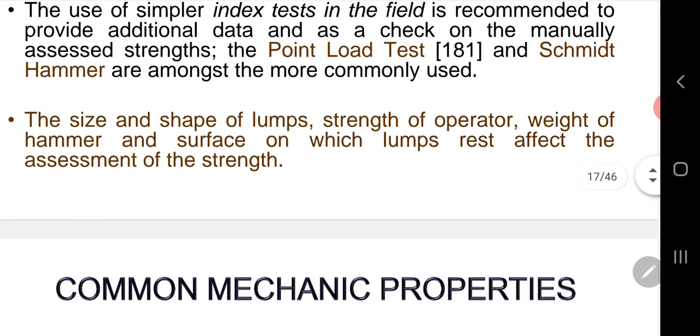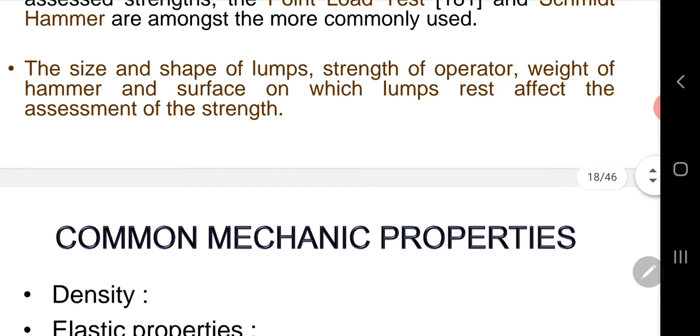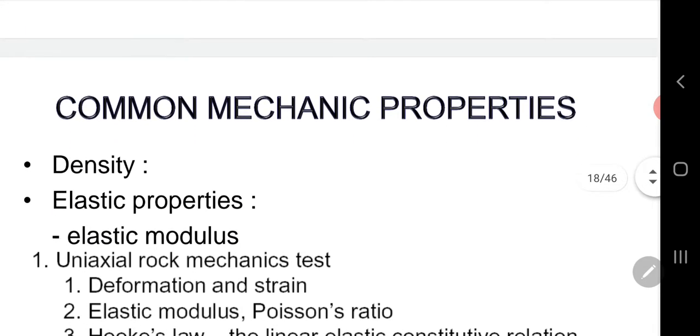Okay, these are also the factors affecting the test. The size and shape of lumps definitely will affect the value. Strength of operator, meaning who conducts the test, whether he is strong or not, also will affect the value of strength. Weight of hammer and surface on which lump rests affect the assessment of the strength.